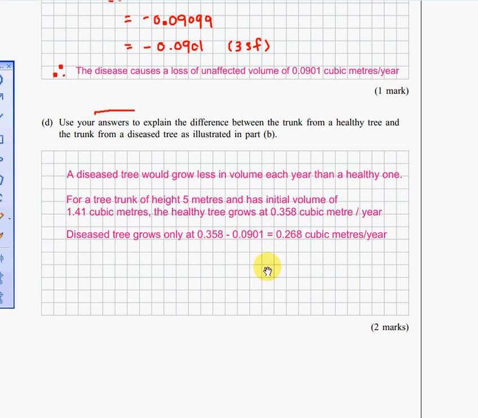So the diseased tree will only grow at 0.268 cubic meters a year. So that's actually what they're asking for.